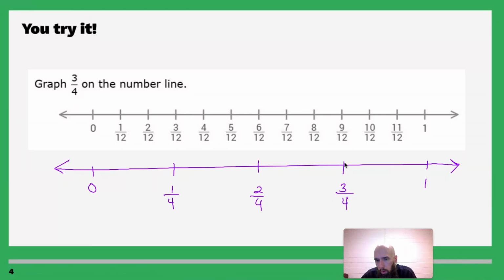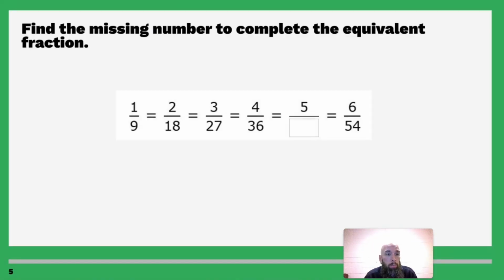So 3/4 lives right here, which means when I graph it up there, 3/4 and 9/12 are the same exact fraction. It's almost as if you took 3/4 and multiplied the top and the bottom by 3, you'd get 9/12. That's crazy stuff. Okay? So number lines, that's the first thing that we did. Good job, all.